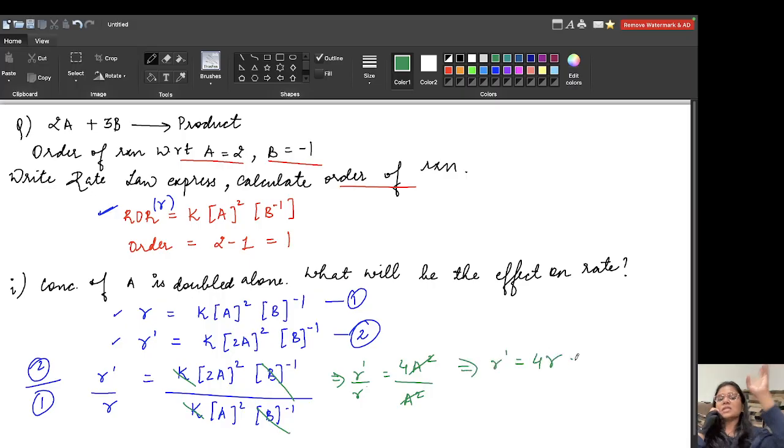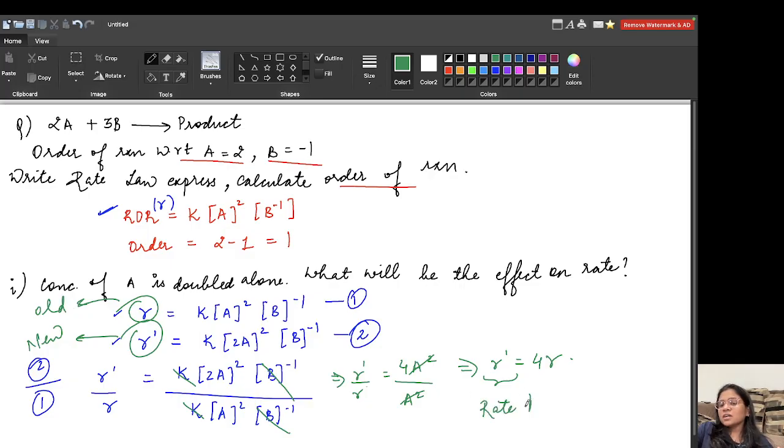So the rate is increasing. This is my new rate, this is my old rate. So what happens to the new rate? The new rate increases 4 times. Okay, so this is how you do the questions. Only these kinds of questions will come for this topic. I'll give you the second part also to do.